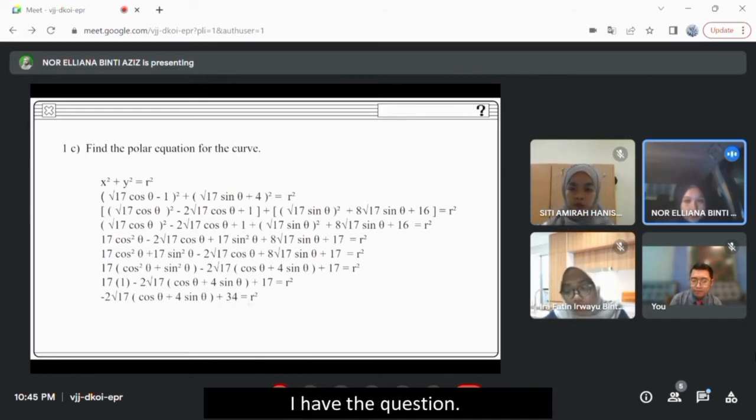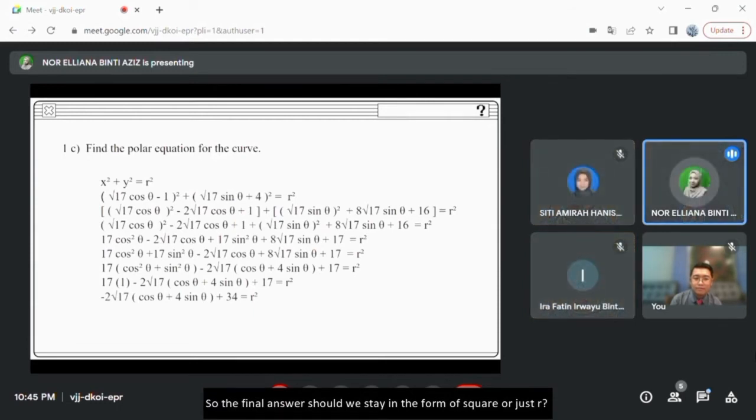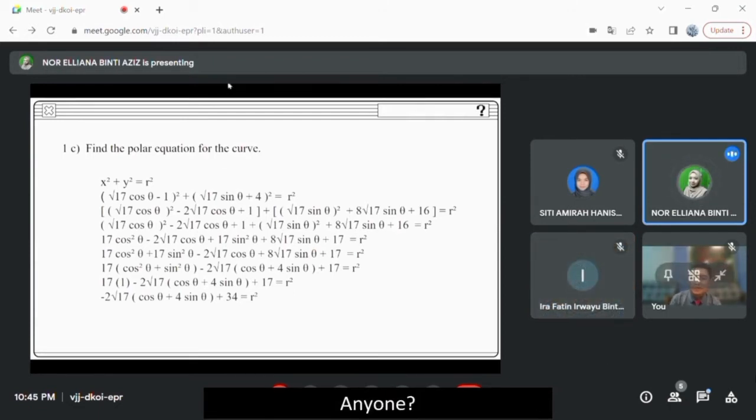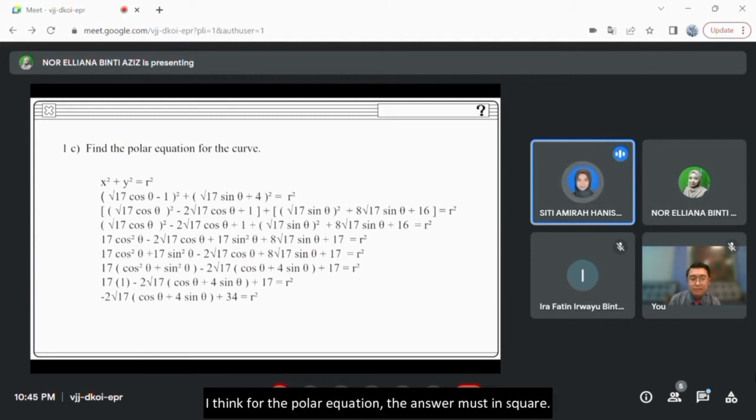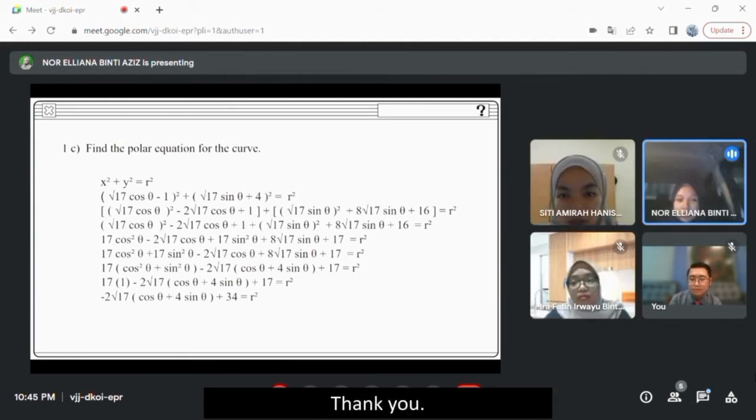I have one question. The final answer, can anyone help me? I think for the polar equation, the answer must be in r square. Oh, okay, thank you.